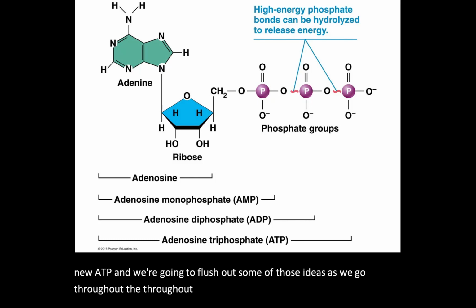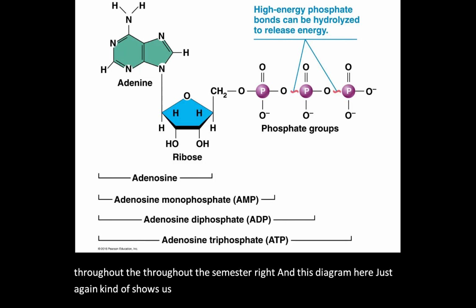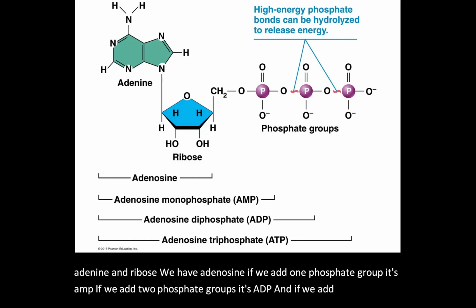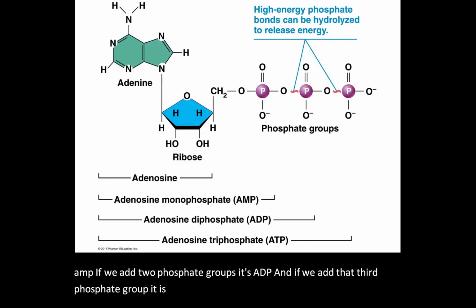This diagram again shows us that relationship. What happens when we only have adenine and ribose? We have adenosine. If we add one phosphate group, it's AMP. If we add two phosphate groups, it's ADP. And if we add that third phosphate group, it is ATP.